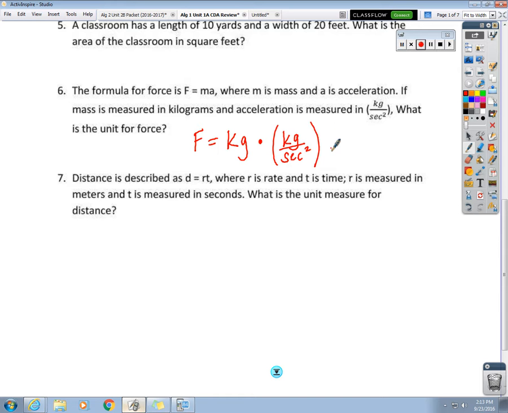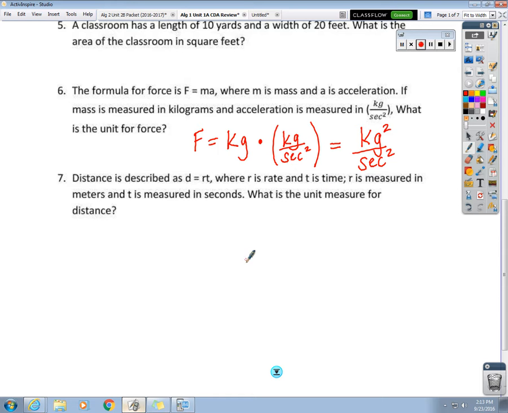Okay, then you could take it a step further. Since you have kilograms times kilograms, couldn't you just write kilograms squared? And then over second squared. And that's all. Yes? Well, more than likely with something like this, it will just be multiple choices, and you pick the right one.